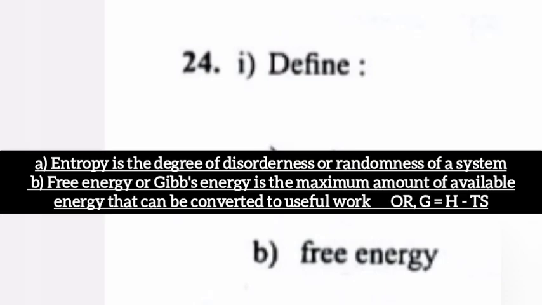24. 1. Define A. Entropy, B. Free energy. Answer: A. Entropy is the degree of disorderness or randomness of a system. B. Free energy or Gibbs energy is the maximum amount of available energy that can be converted to useful work, or G is equal to H minus TS.